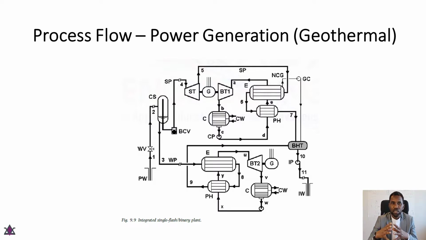Those are just technical areas, but basically looking at only the top segment of this process flow, you can see the turbine, which is labeled ST, and you can see some other components along the process flow. So this is an example of a power plant process flow drawing for a geothermal power plant.